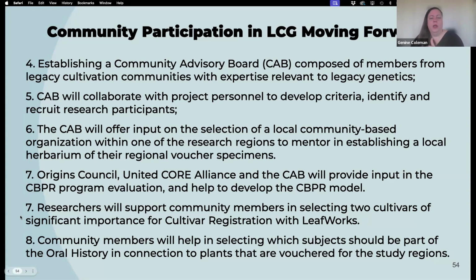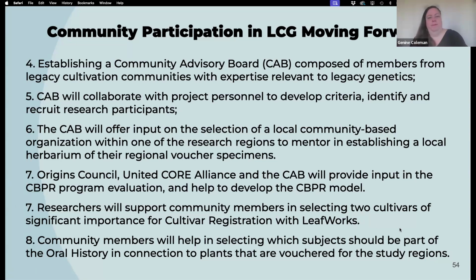So researchers will support community members in selecting 2 cultivars of significant importance for cultivar registration with LeafWorks. So that's another community-driven decision point in the research project. And lastly here, community members will help in selecting which subject should be a part of the oral history in connection to plants that are vouchered for the study regions. And this is really critical to tie the community and cultural history to the specific cultivars that we're studying, and kind of get to those origin pieces.